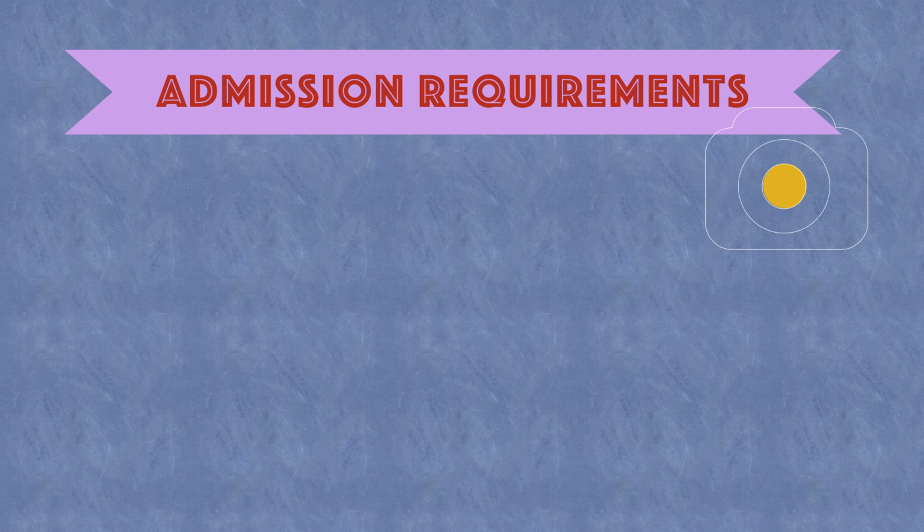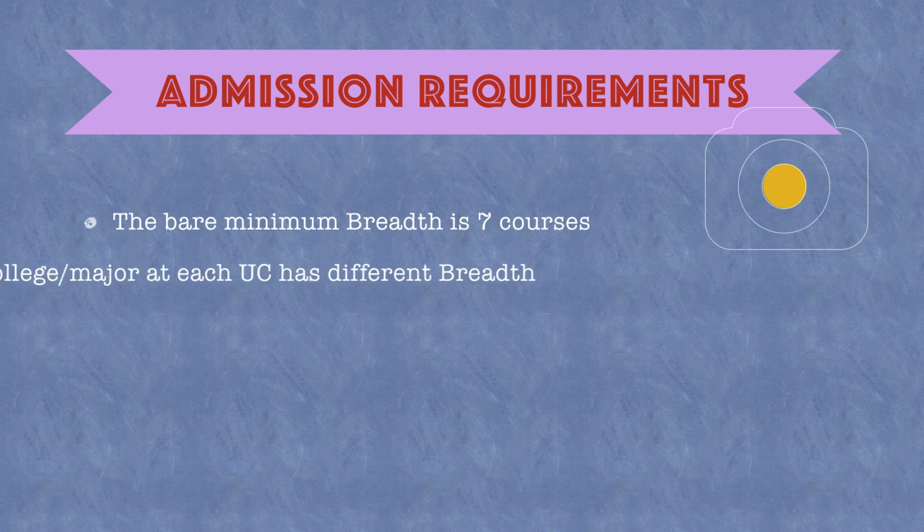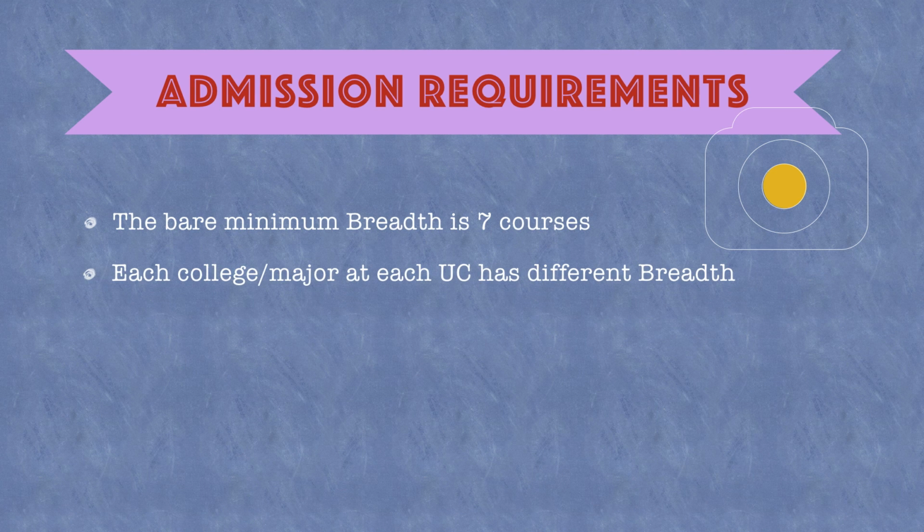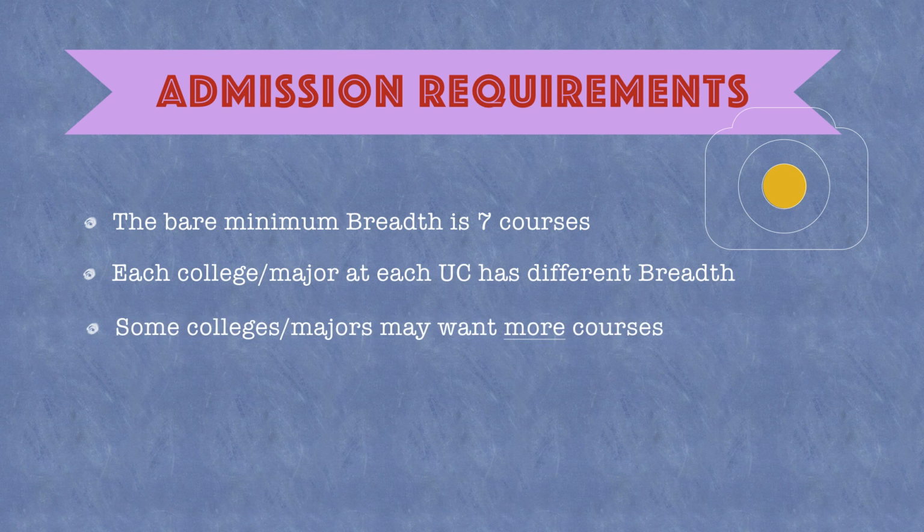So, okay, let's do now the UCs' minimum admission requirements, and this is breadth. I'm going to go over it right now, which is the bare minimum. Breadth is 7 courses, which I'm going to go over. By the way, IGETC has approximately 11. Each college and major at each UC has different breadth. Some colleges and majors may want more courses than the minimum I'm going to talk about now. Some majors or colleges may want different courses.